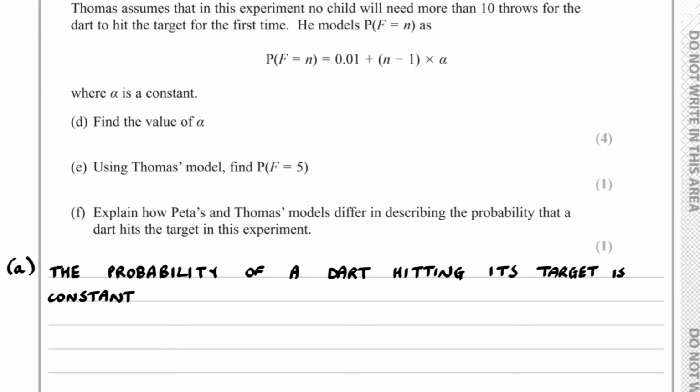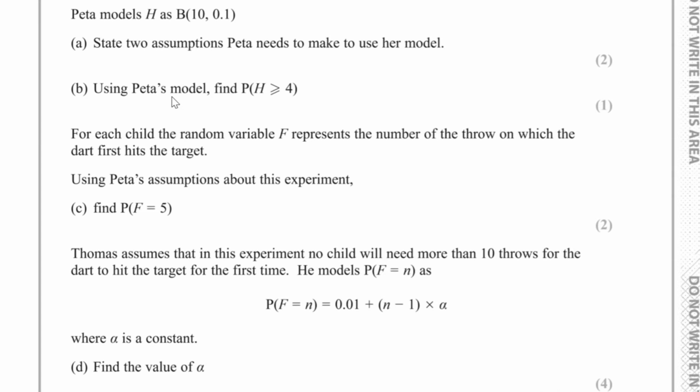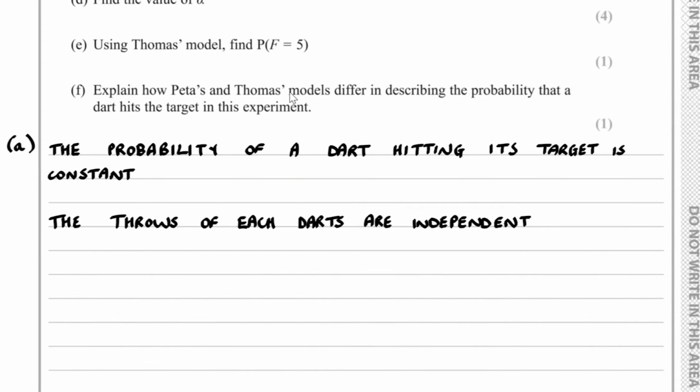Well, for part A, the probability of a dart hitting its target is constant. That's our first assumption, and the second assumption, the throws of each dart are independent. Then for part B, using the model, we have to find the probability that h is greater or equal to 4. So for part B, the probability that h is greater or equal to 4, that's the same as 1 minus the probability that h is less than or equal to 3.